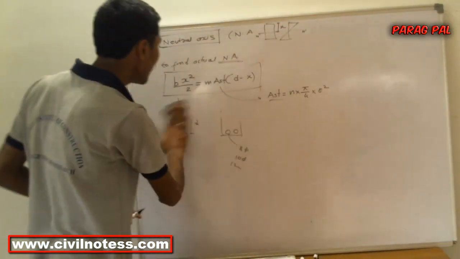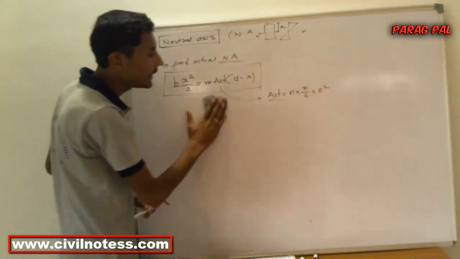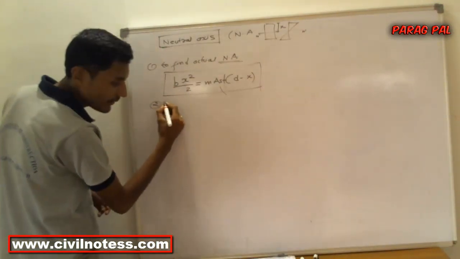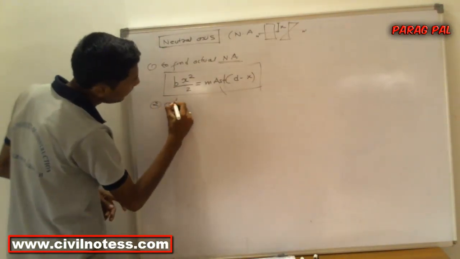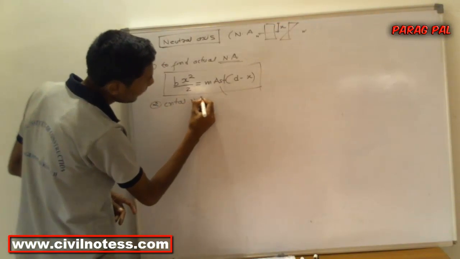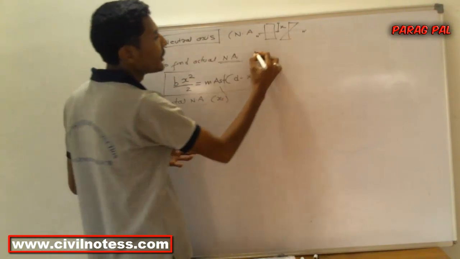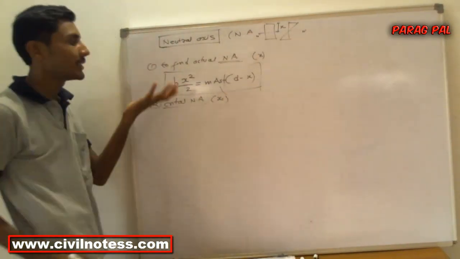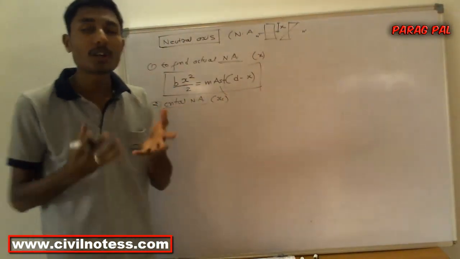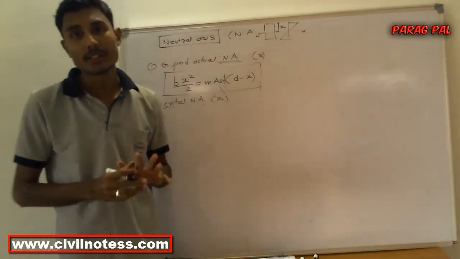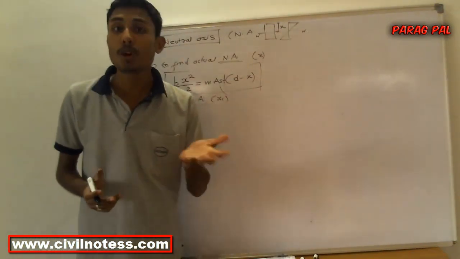Now the second thing is to determine the critical depth of the neutral axis, or critical neutral axis, which is given by xc. Why am I telling you to determine the neutral axis and its depth? Whenever a numerical comes on the working stress method, you have to compare these two things, and only then can you determine the moment of resistance.